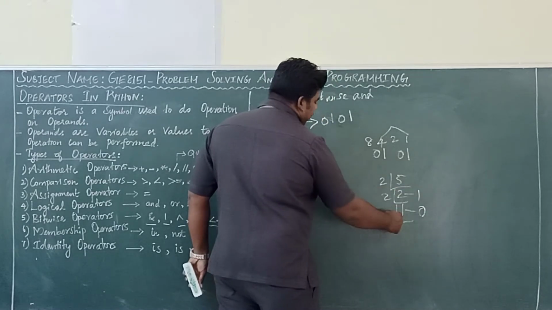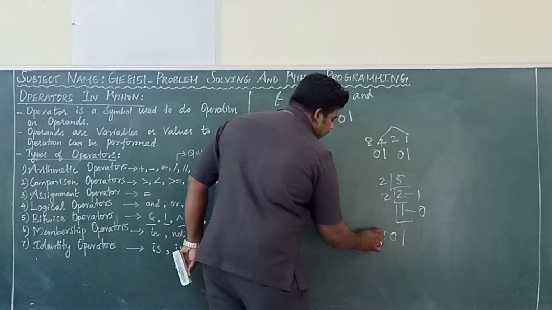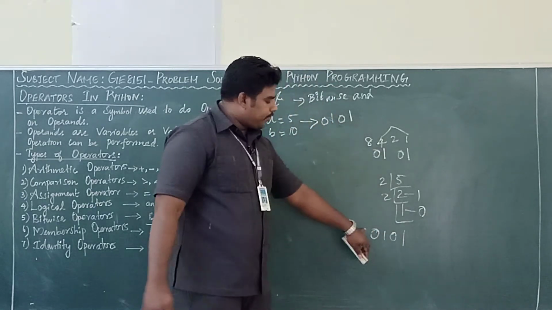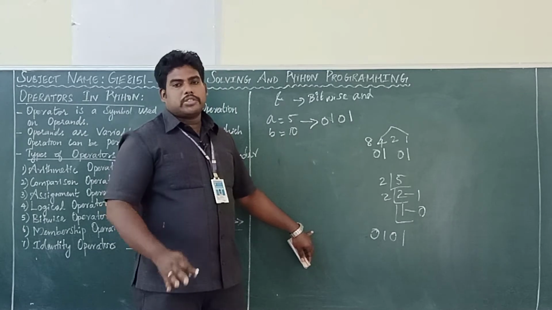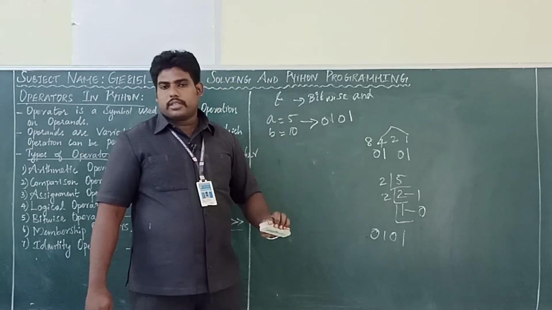0, 1, 0. You will get the answer at 1, 0, 1. Here you can add 0. Here if you add 0 it is also not an issue. 0 denotes nothing, right? So this is the way you have to find it.